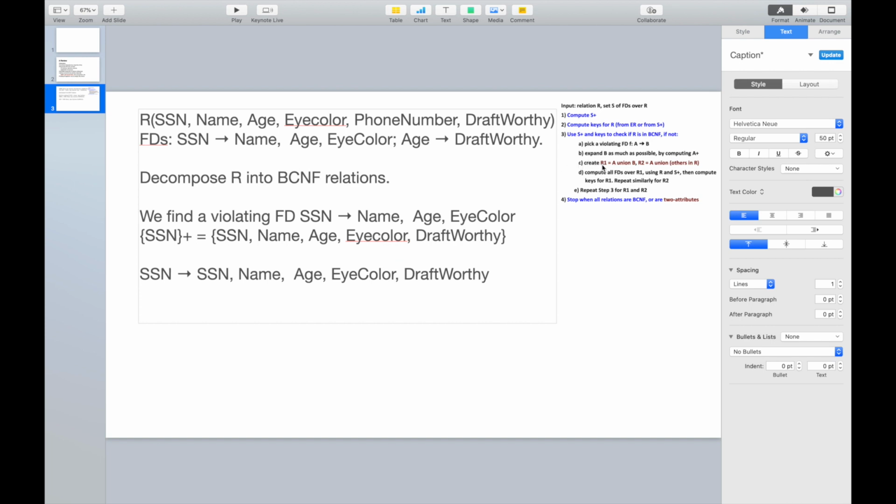Then according to the algorithm, we need to decompose this relation into two parts, right? We have R1 equals what? R1 includes SSN, name, age, eye color, and trustworthy as attributes. This is one relation we can create by decomposing the original relation. We also have R2. R2 includes SSN as well as phone number.